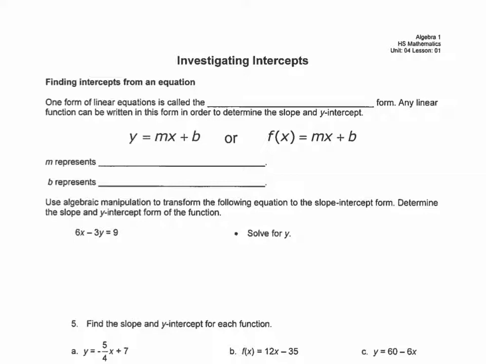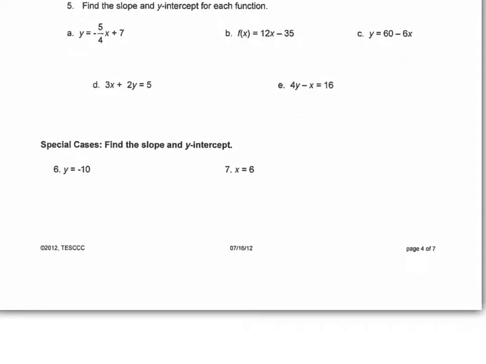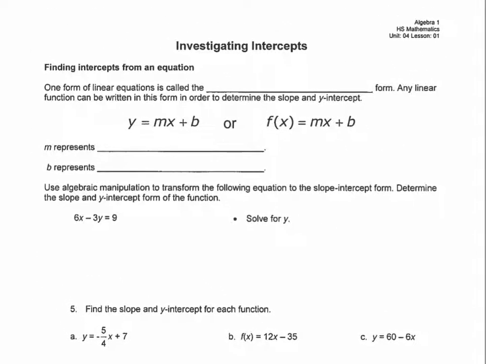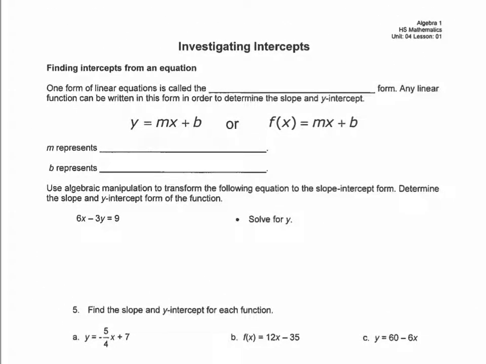Okay, so here at the top, I believe this is the third or fourth page of your notes, that notes packet called Investigating Intercepts. You will also probably want a calculator, so go ahead and get everything you need for taking notes today, and we'll get started in about 30 seconds.